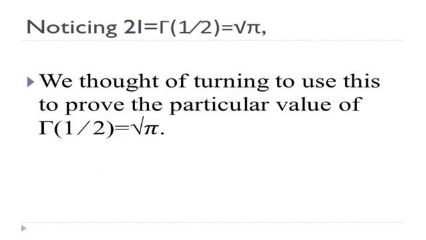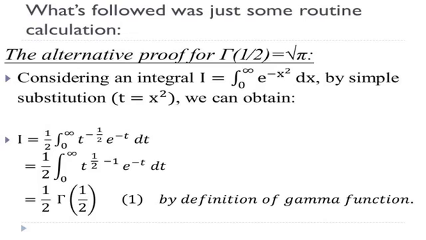Noticing that 2I equals gamma 1 over 2 equals root pi, we thought of using this to prove the particular value of gamma 1 over 2 equals root pi. So what followed was just some routine calculation, and here is the proof. We consider the integral I equals the integral of e to the power negative x squared from 0 to infinity. By simple substitution, we obtain that I equals 1 over 2 times gamma 1 over 2, and we denote it by 1.